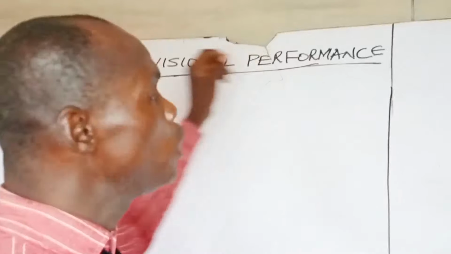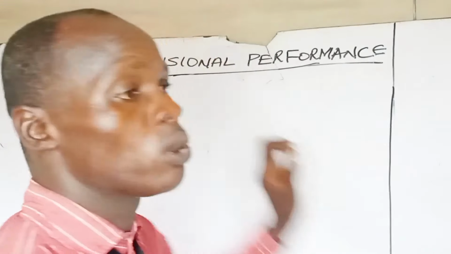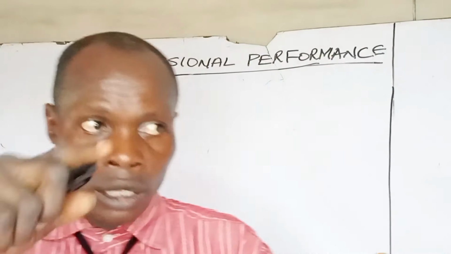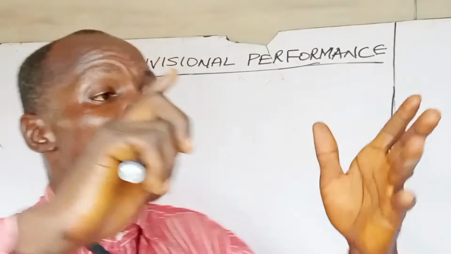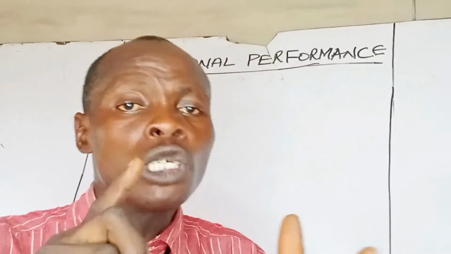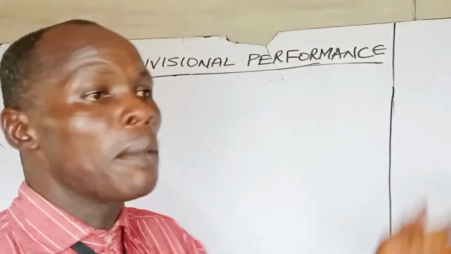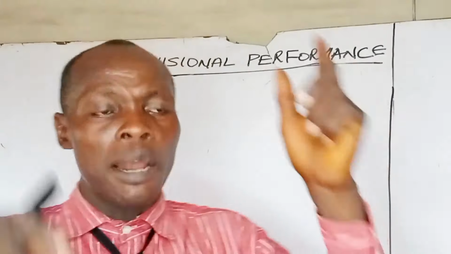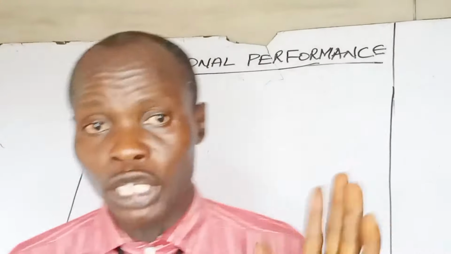What do you mean by division? Division is a unit or segment of an organization whose performance can be appraised. So the manager of each division is responsible for the performance of its unit or division.